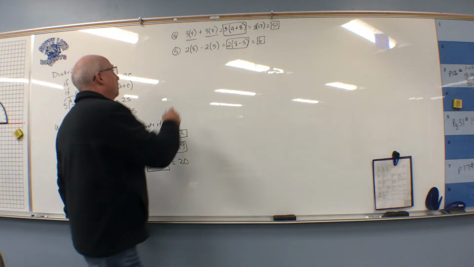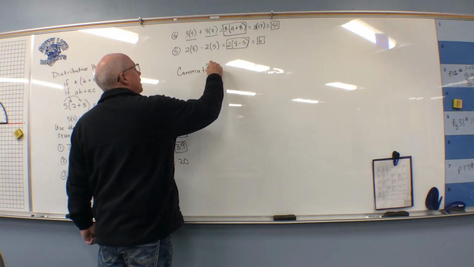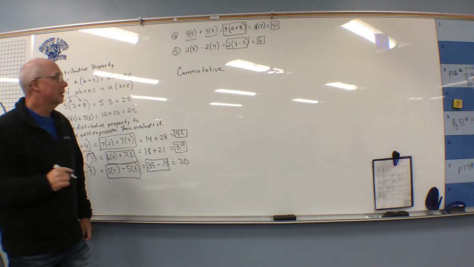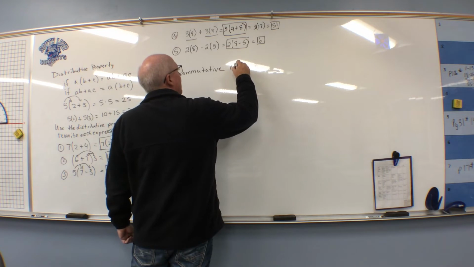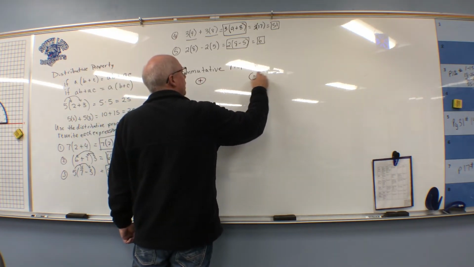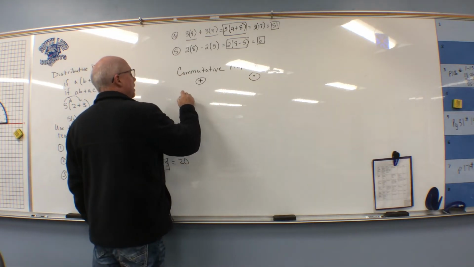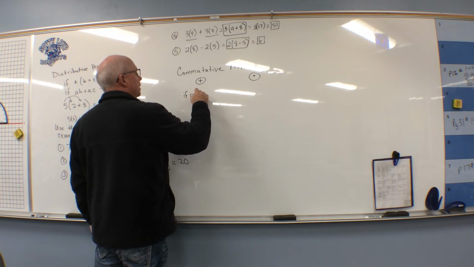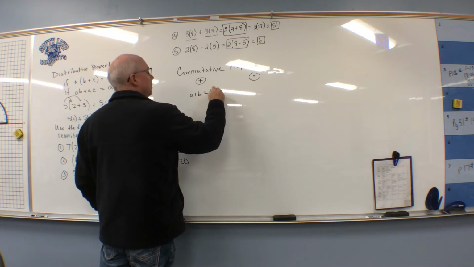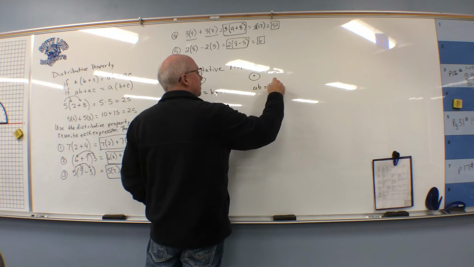We have the commutative property, C-O-M-M-U-T-A-T-I-V-E. It's commutative. There's no N in it. Okay, it's the commutative property, and we have one for addition, and we have one for multiplication. Okay, and that's multiplication symbol with a circle around it. But the addition says if A plus B, I'm not going to write the if, A plus B equals B plus A, and the multiplication is A times B equals B times A.